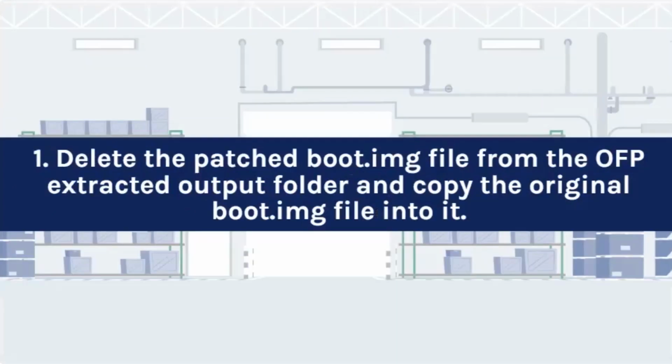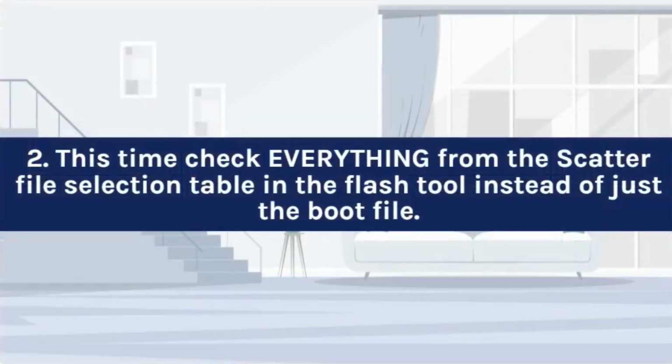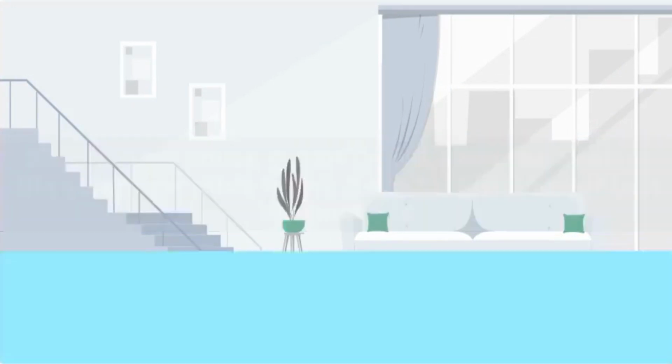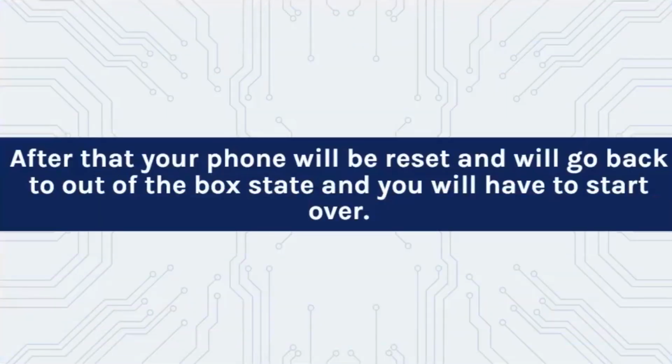1. Delete the patched boot.img file from the OFP extracted output folder and copy the original boot.img file into it. 2. This time check everything from the scatter file selection table in the flash tool instead of just the boot file. After that your phone will be reset and will go back to out of the box state and you will have to start over.